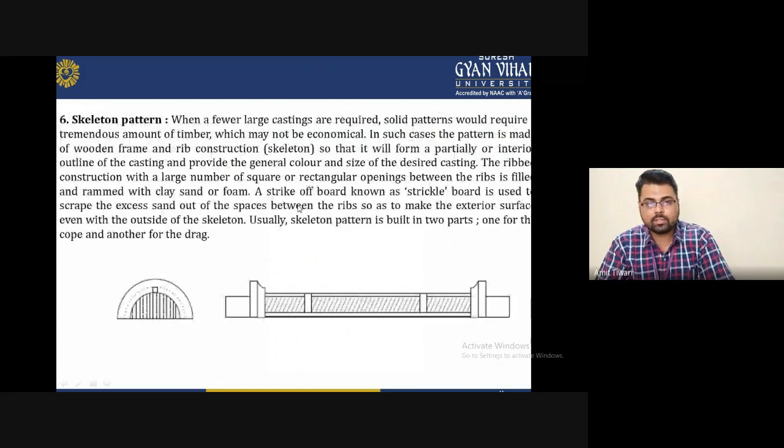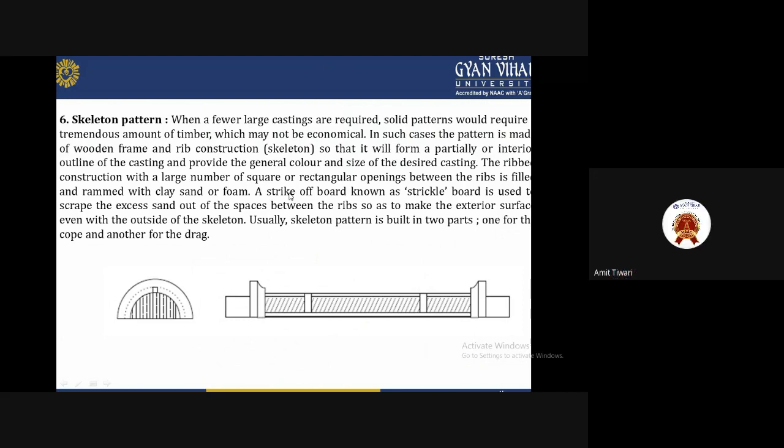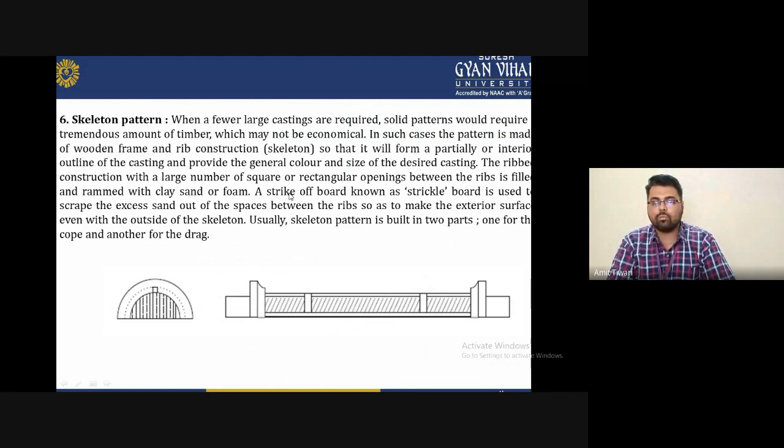Now the sixth is the skeleton pattern. Whenever fewer large castings are required, this type of pattern is generally used. It is called a skeleton pattern because it forms a particular interior outline at the time of casting and provides the general contour and size of the desired casting. The frame is constructed with a large number of square and rectangular openings between the rim and fillet, and rammed with clay or core sand.